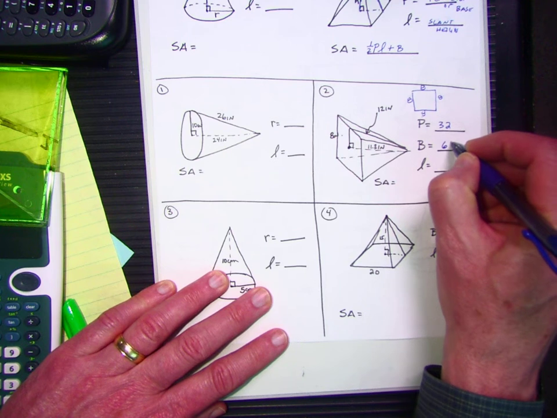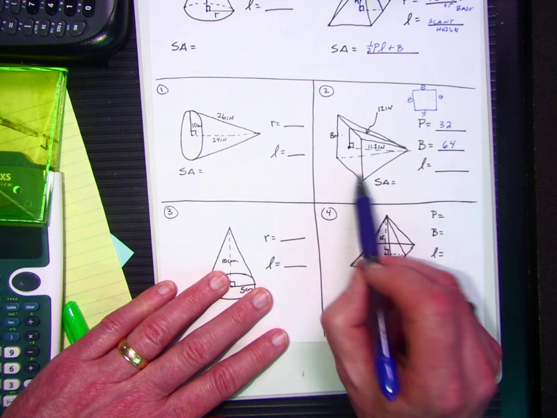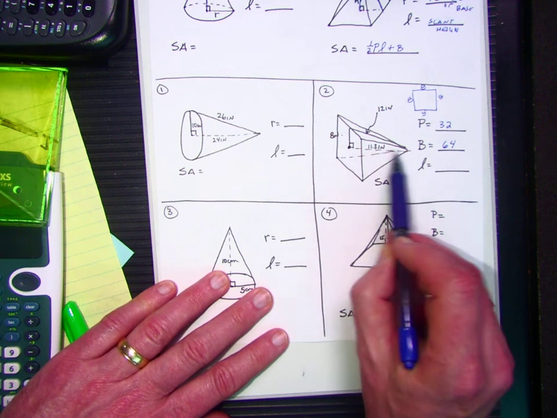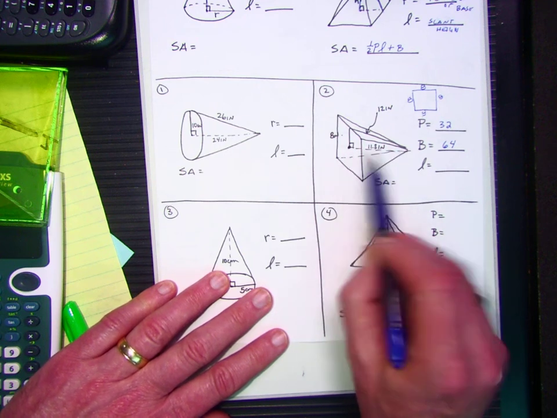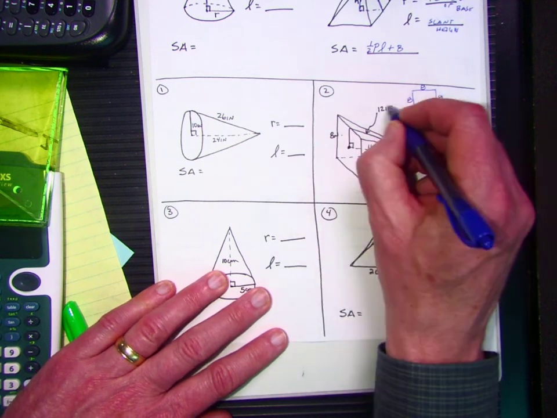is 64. Now I have to look at which is the slant height. Well, the one on the inside is our height. That's not the one we're looking for. We're looking for the one on the outside, which is the slant height, which in this case is 12.